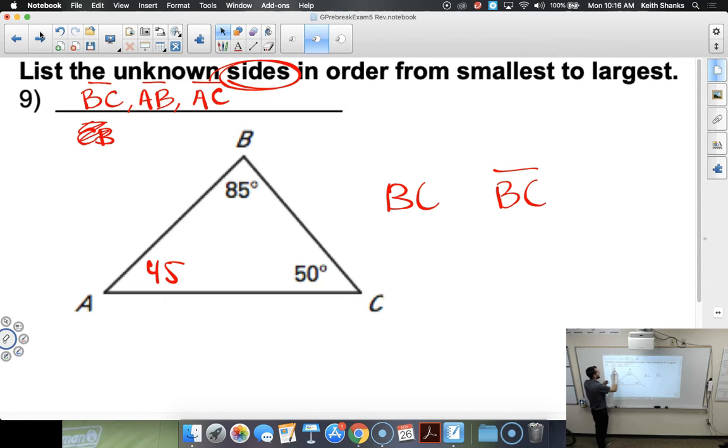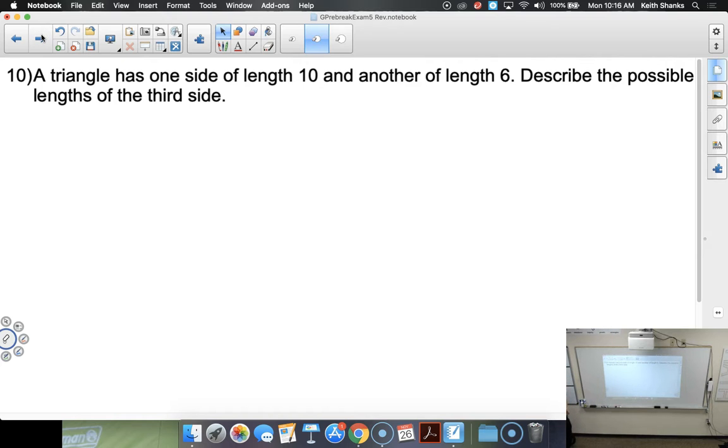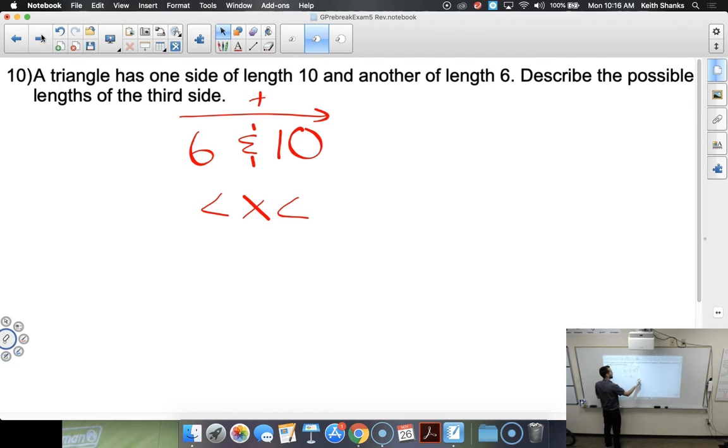All right. So this one, a triangle has one side length 10 and another of length 6. So you take these two things, these are the lengths of your two sides, and we said for these ones, really simple, if you take your X and your alligators are going to eat to the right, you add this way, you subtract this way. X is greater than 4. X is greater than 4 and less than 16.